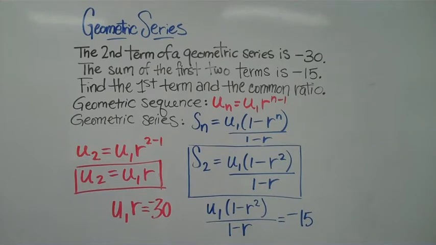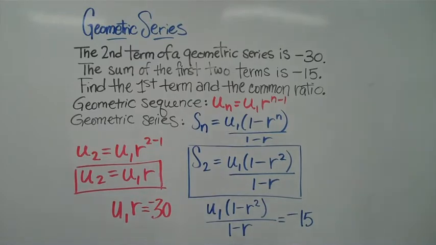Here we have a problem involving geometric sequence and geometric series together. It says the second term of a geometric series is negative 30. The sum of the first two terms is negative 15. Find the first term and the common ratio. So we need to find u1 and r.